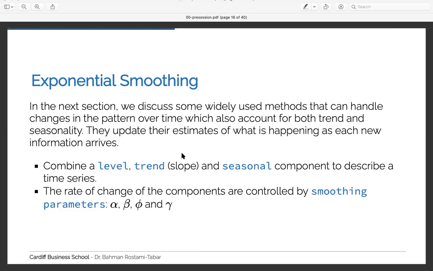And I said with exponential smoothing, the rate could be changed, and the rate of this change is controlled by what we call smoothing parameters. So there are different types of smoothing parameters: alpha, beta, phi, and gamma. And by the end of this session, you will learn about these as well.